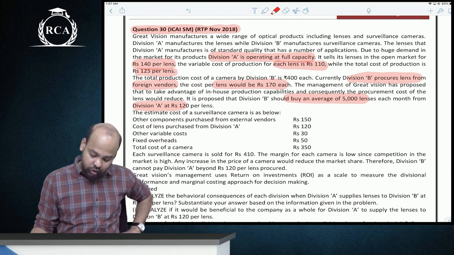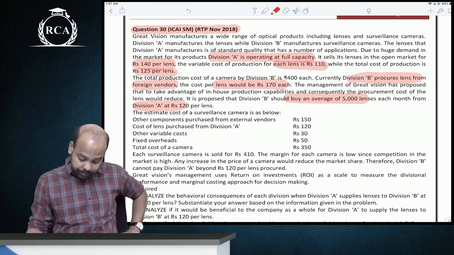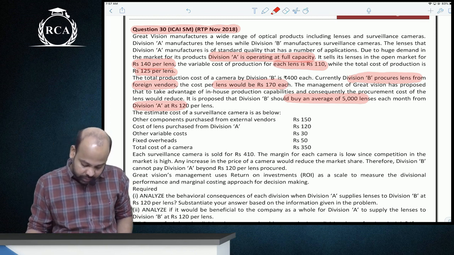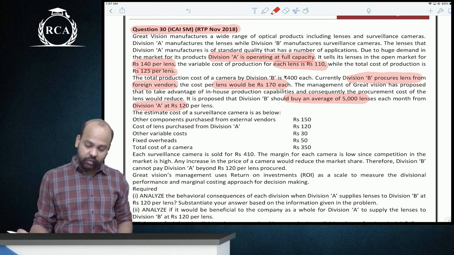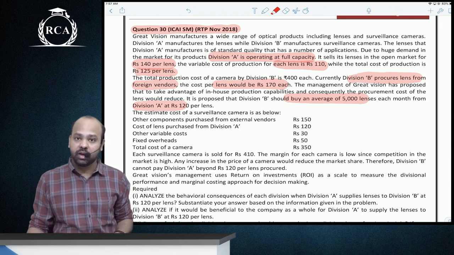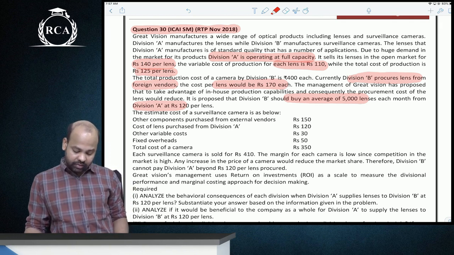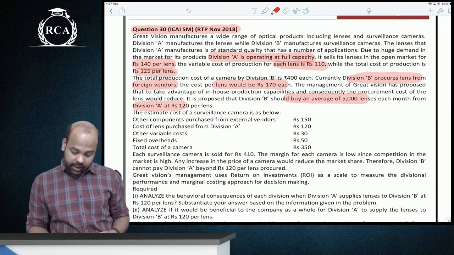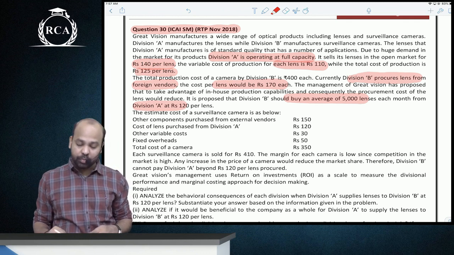The estimated cost of a surveillance camera is as below. Other components purchased from external vendors are 150 rupees. Cost of lens purchased from Division A is 120 rupees. Other variable cost is 30 rupees. Fixed overheads are 50 rupees. Total cost of a camera is 350. Each surveillance camera is sold for 410 rupees.